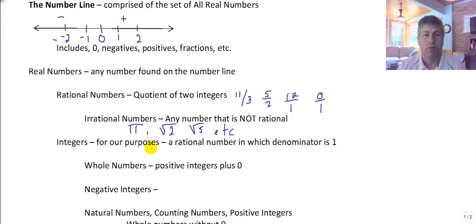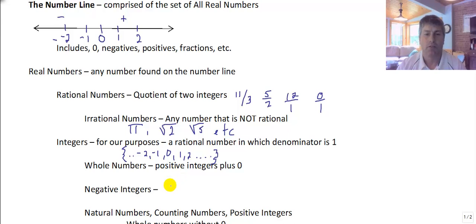Integers. For our purposes, an integer is going to be a rational number in which the denominator, the bottom of the fraction, is 1. It's in simplified form. So our integers are going to be the set, like -2, -1, 0, 1, 2, and so on. Okay? So those would be our integers.